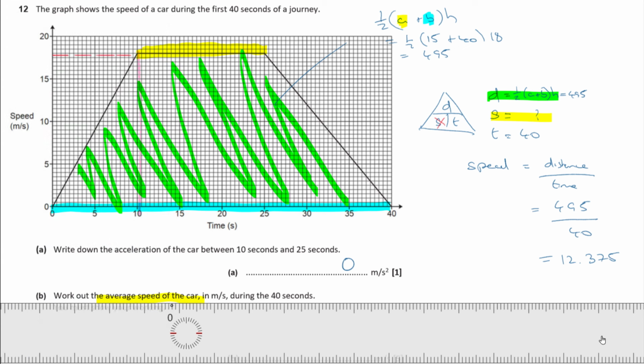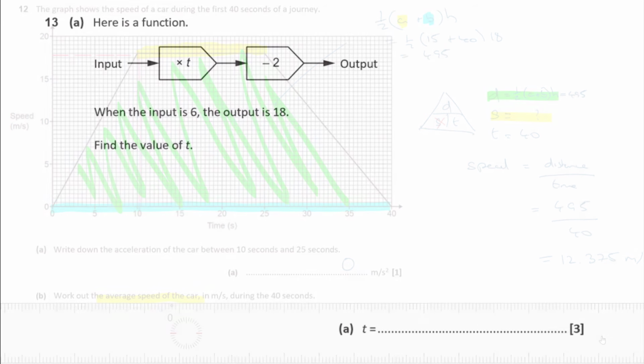12.375. What are the units? I guess that's in meters per second, isn't it? 12.375 meters per second.